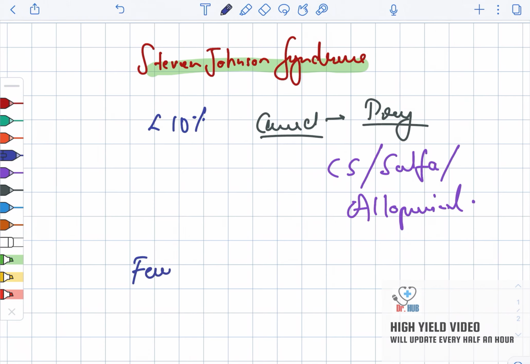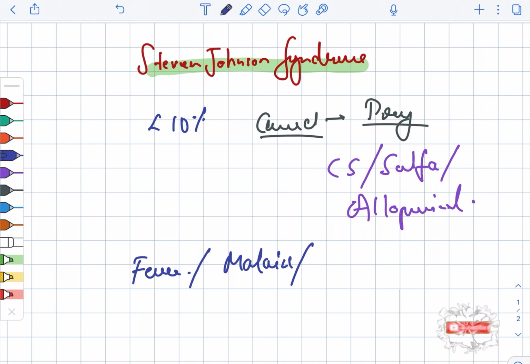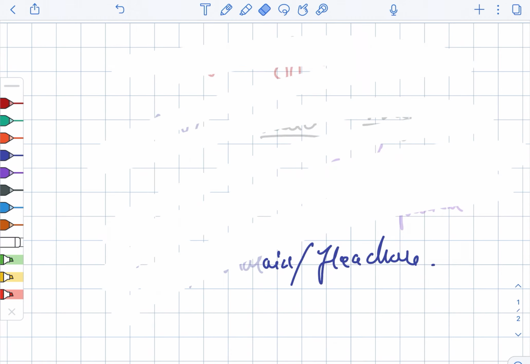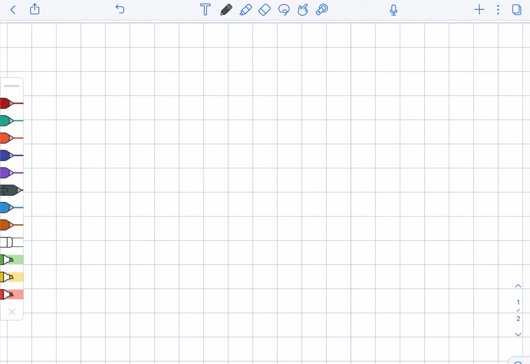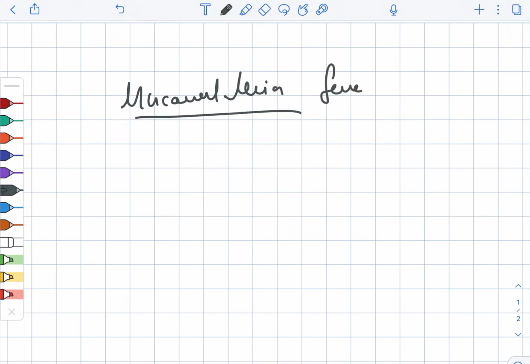Now next, moving ahead, what are the associated symptoms of Stevens-Johnson syndrome? It can include fever. Next, it can also include malaise, and there can also be presence of headache. Next, what we are looking at is the mucosal lesions. Now, the mucosal lesions are severe compared to the other disorder.